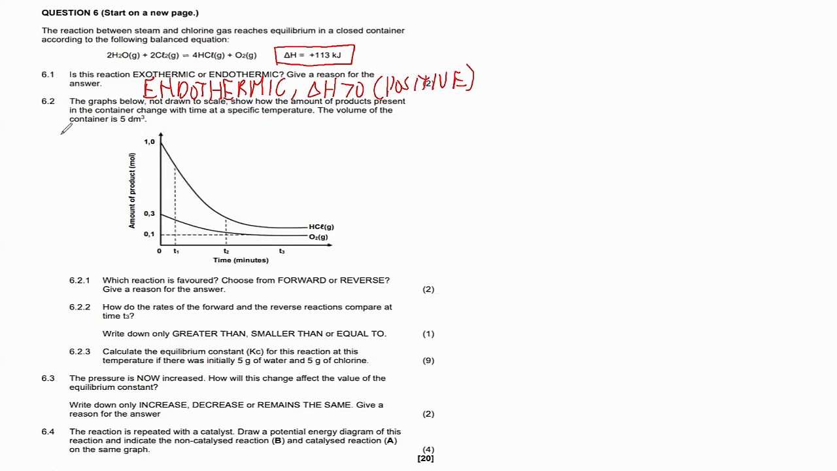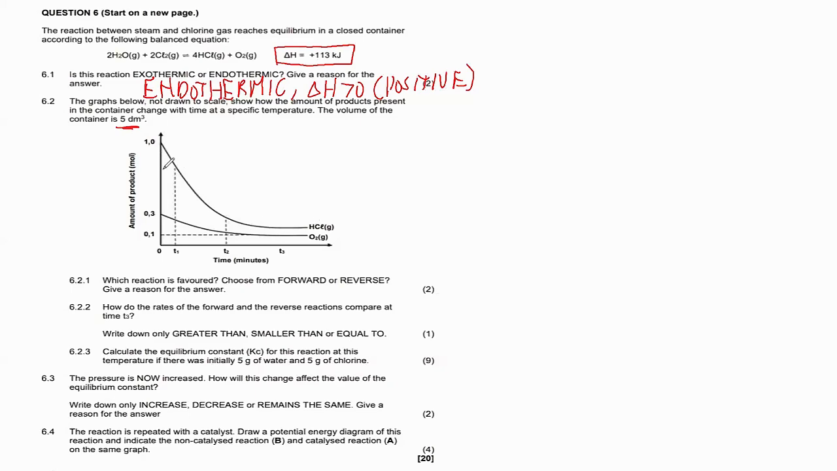And then, okay, 6.2 says the graphs below, not drawn to scale, show how the amount of product present in the container changes with time at a specific temperature. The volume of the container is 5 dm cubed. Now, 6.2.1 says which reaction is favored. Choose from forward or reverse. Give a reason for the answer.